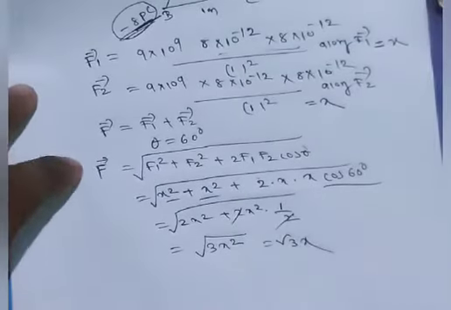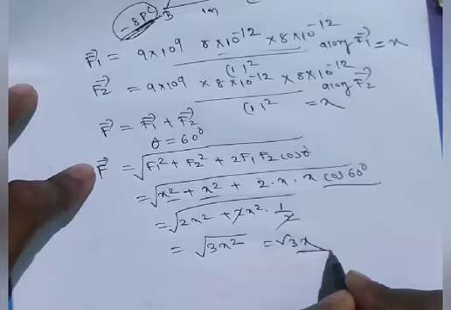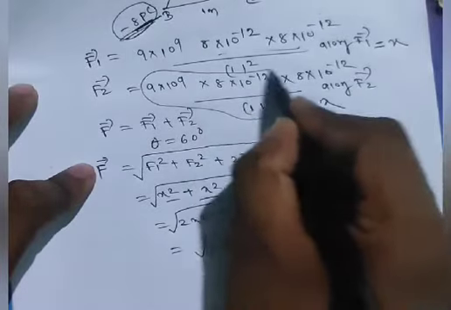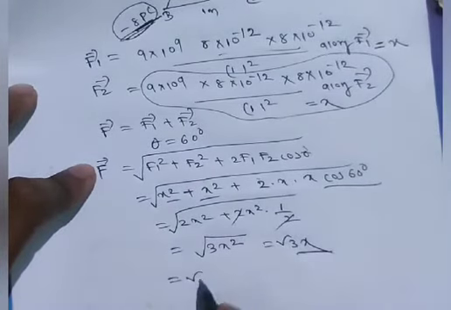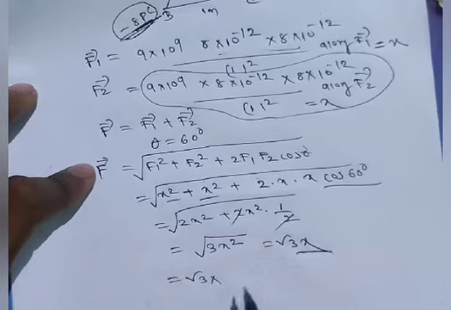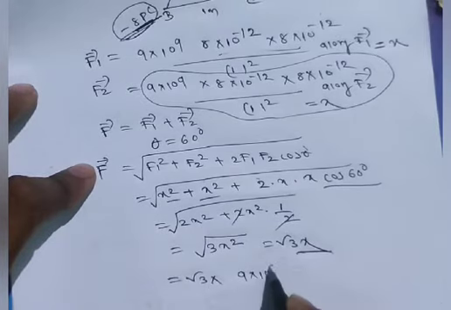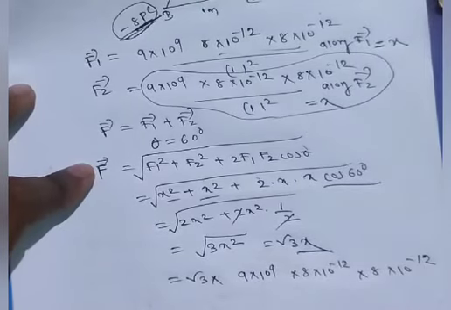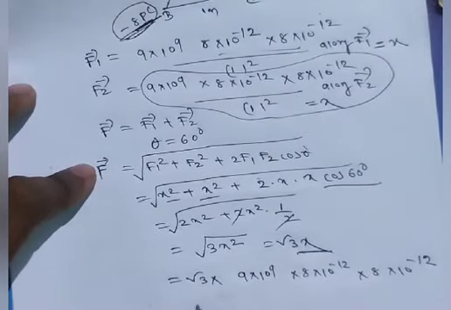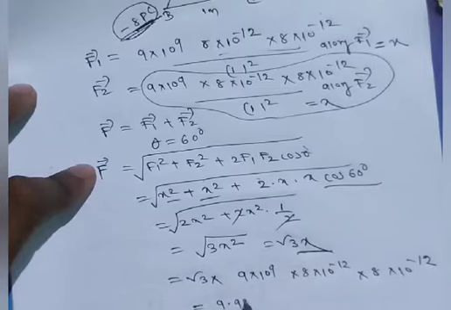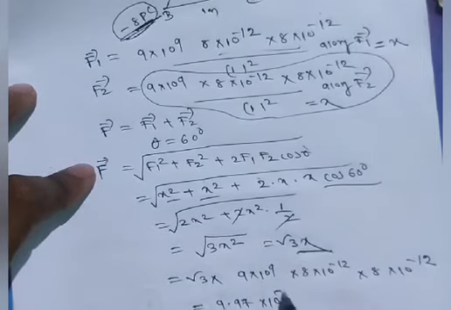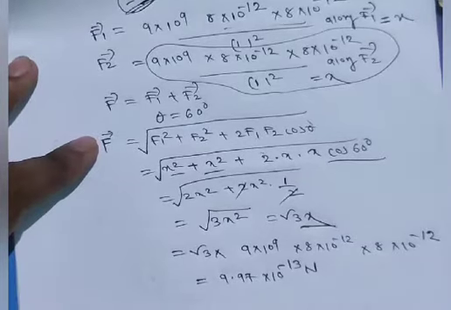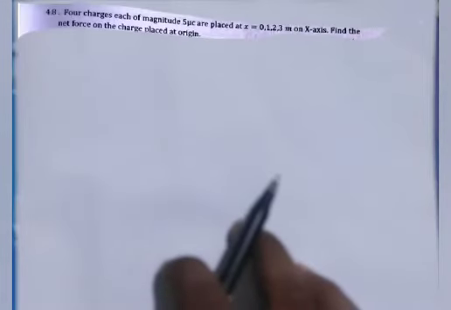So now I will put in the value of x. So root 3 into 9 into 10 to the power 9, 8 into 10 to the power minus 12, 8 into 10 to the power minus 12. When we solve this, it will be 9 into 97 into 10 to the power minus 13 Newton. Is it clear? So now I shall go to the next question.